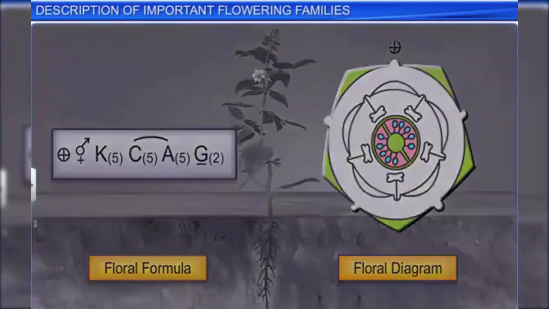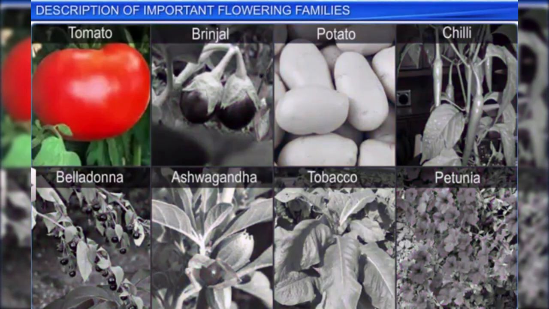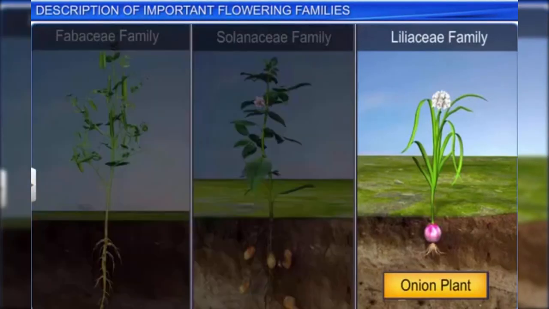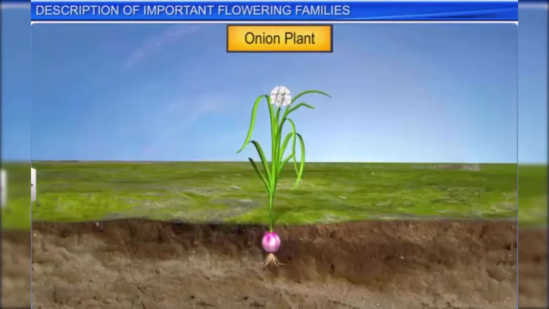Many plants like tomato, brinjal and potato, belonging to the Solanaceae family, are used as food. Chili is used as a spice, and belladonna and ashwagandha are used as medicines. Tobacco has fumigatory properties, and petunia is an ornamental plant. Another important family is the Liliaceae family, or the lily family, which is a characteristic representative of monocot plants.